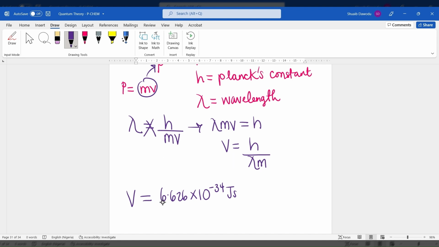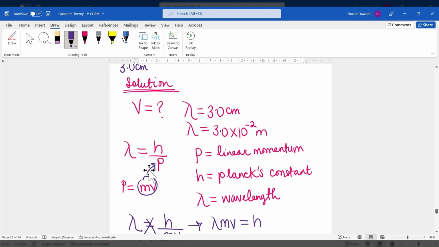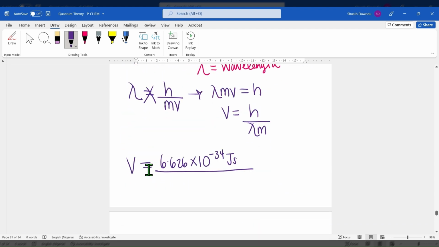So anyways, that is that divided by the wavelength. We know the wavelength to be 3.0 times 10 raised to the power of negative 2 meters. So 3.0 times 10 raised to the power of negative 2 meters times the mass.